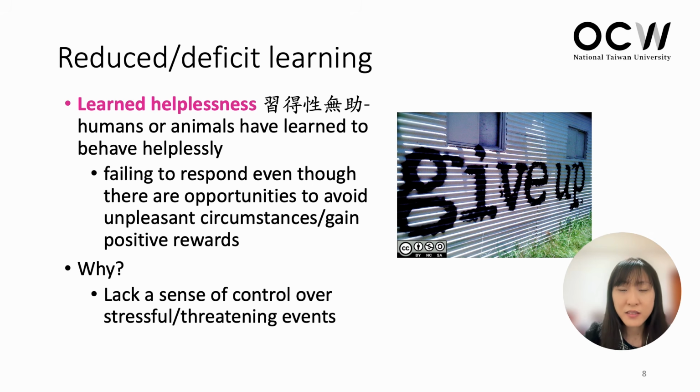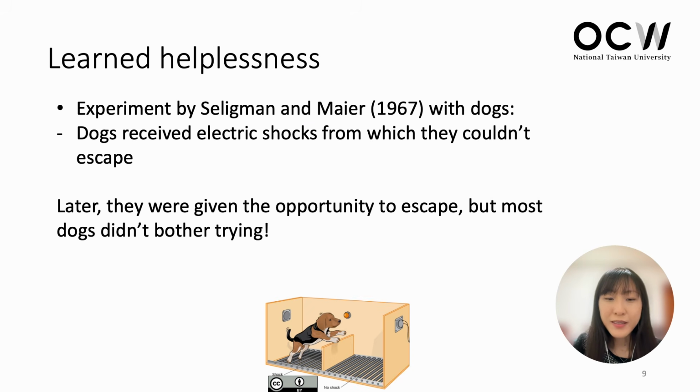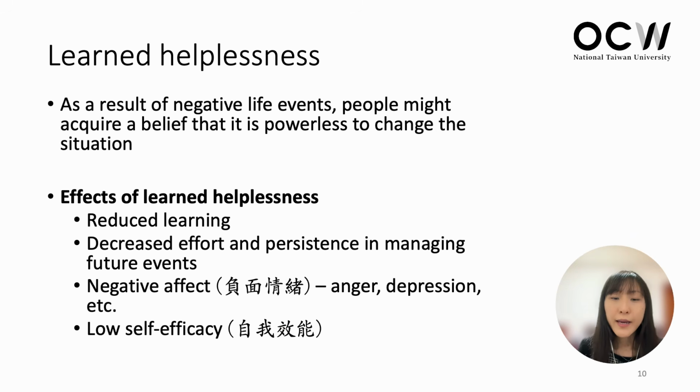This is an experiment by Seligman and Maier with dogs. At the beginning, dogs receive shocks from which they can't escape, but later on, even though they were given the opportunity to run away, most dogs didn't even bother trying. Negative life events could be one reason why people develop learned helplessness. They may believe that they are powerless to change the situation.